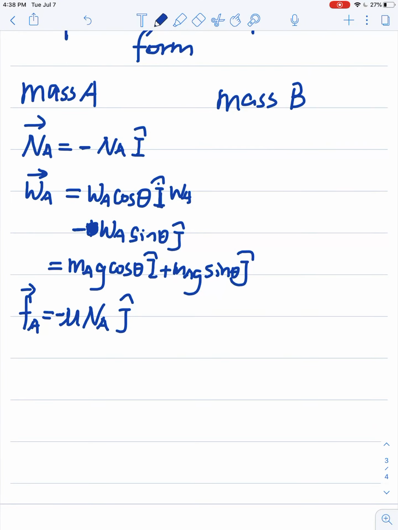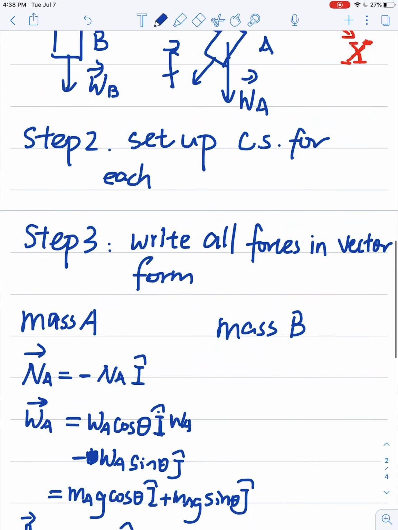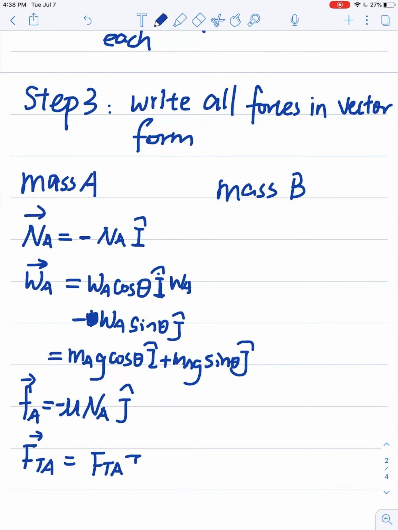Let's move on to the next force, the tension force in the cable. It's called FTA. FTA, since we don't know the tension force, that's something we try to find out. It's gonna be FTA. The direction gonna be positive y direction, therefore it's big J, positive. Okay, so far we have all the forces for mass A in vector form.